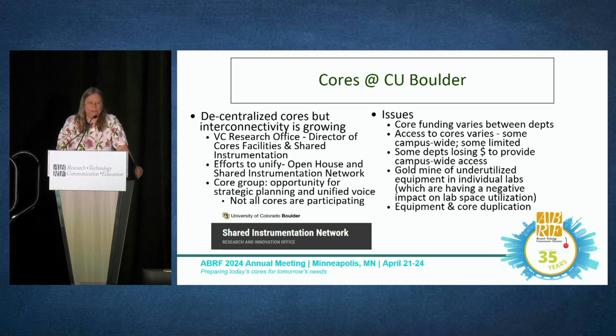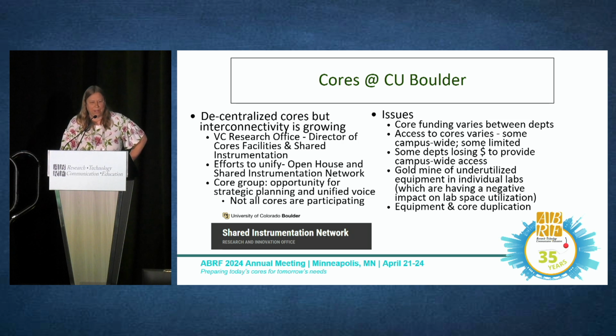Just to give a little background of cores at CU Boulder, we do have decentralized cores, but I will say the interconnectivity of them is really growing. And that's because in 2019, the Vice Chancellor of Research Office embarked on hiring a Director of Cores and Shared Instrumentation. That was first filled by Claudius here in 2020, right before the pandemic, and then now is filled by Joe Dragavon. And so there's all these efforts to unify us.